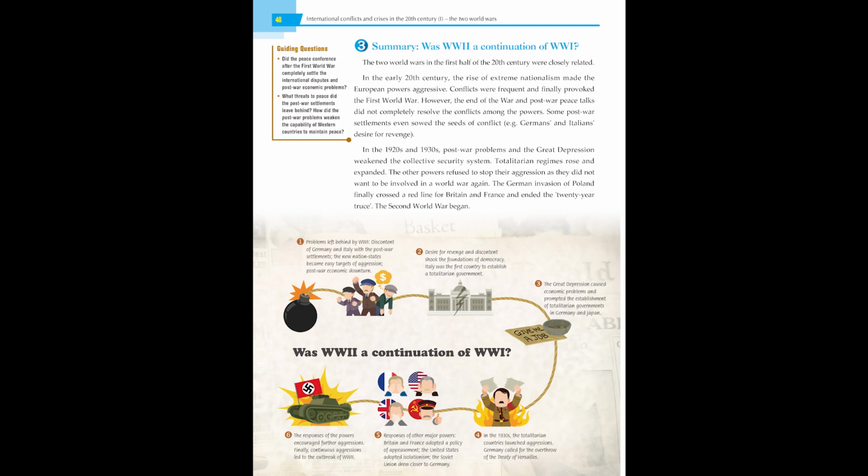In the 1920s and 1930s, post-war problems and the Great Depression weakened the collective security system. Totalitarian regimes rose and expanded. The other powers refused to stop their aggression as they did not want to be involved in a world war again. The German invasion of Poland finally crossed the red line for Britain and France and ended the 20-year truce. The Second World War began.